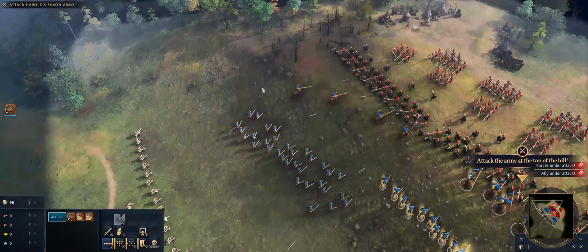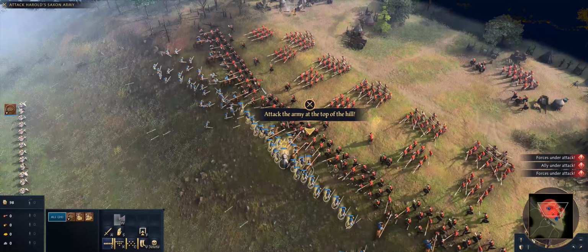William's Norman army made the first charge, launching a direct assault on the shield wall.